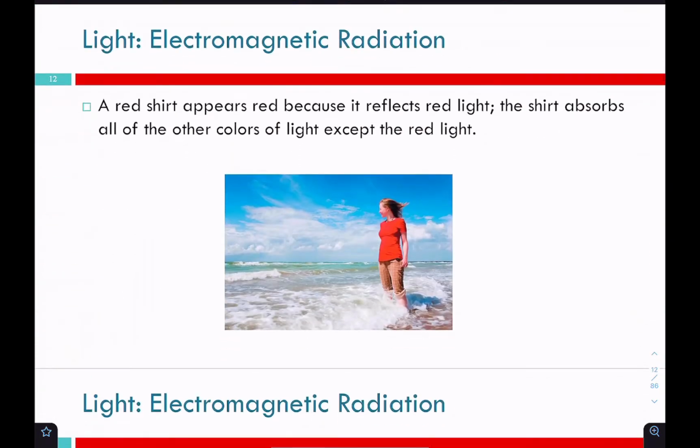And this is one of the weird things about light and colors. So a red shirt appears red because it's reflecting red. It's absorbing all of the other colors. And this is why white cars are more popular around here, because in the summer, the white car is reflecting all of the wavelengths, whereas a black car is absorbing all of the wavelengths. And so it's absorbing all of that energy and gets hot faster.